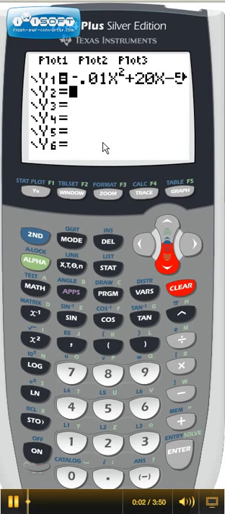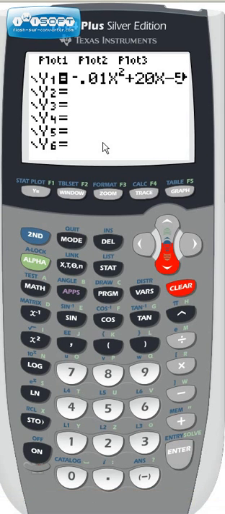We are asked to find the levels of production for a given product that will give us the daily profit of $1,400 for a particular quadratic function. So the first thing we're going to do is enter the function into the graphing calculator, and I want to look at a picture of this.